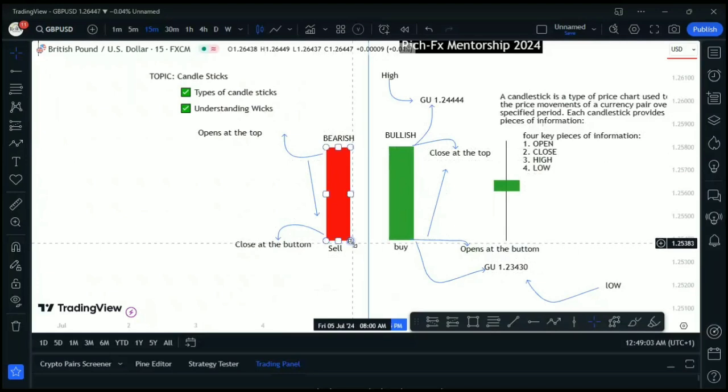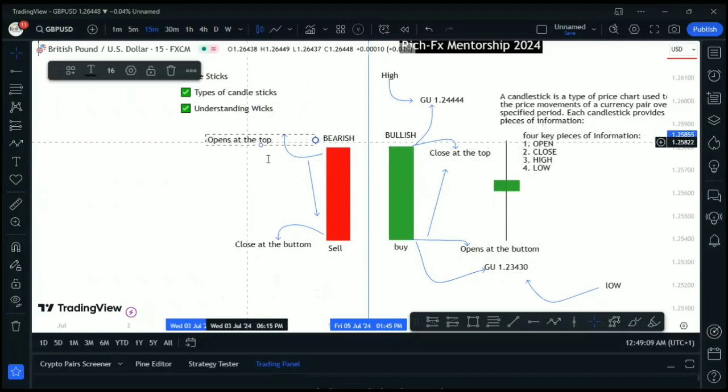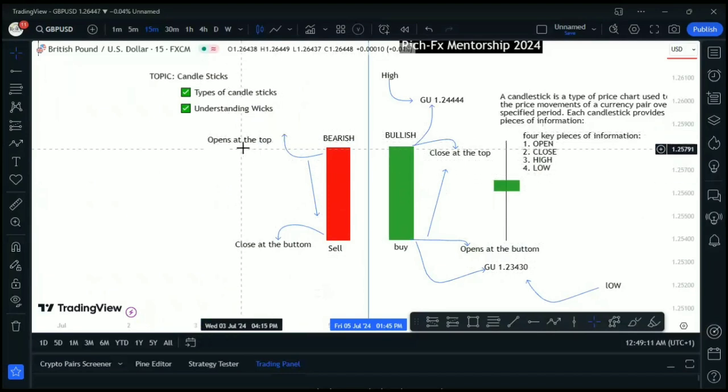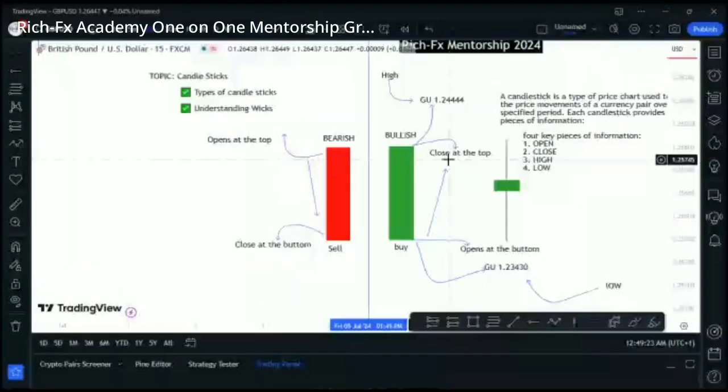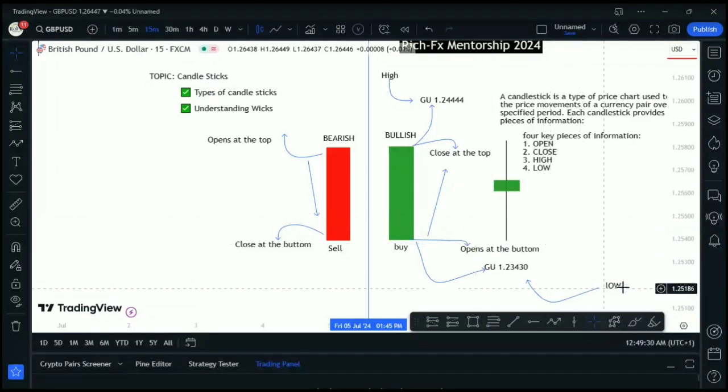Okay? The highs and lows are the same, but the opening is not the same. The opening is, remember, on the bearish, it opens where? At the top, and then does what? Closes at the bottom. While on the bullish, opens where? Opens at the bottom, and then closes at the top. So this is it for the key features of these candlesticks. Now let's go into further details.